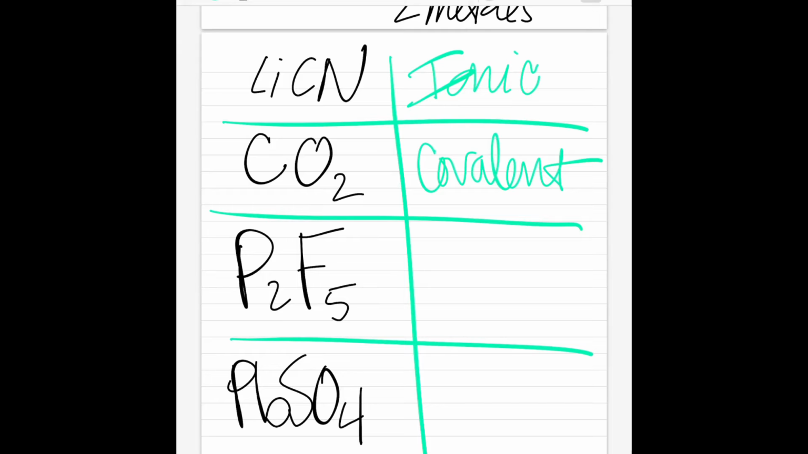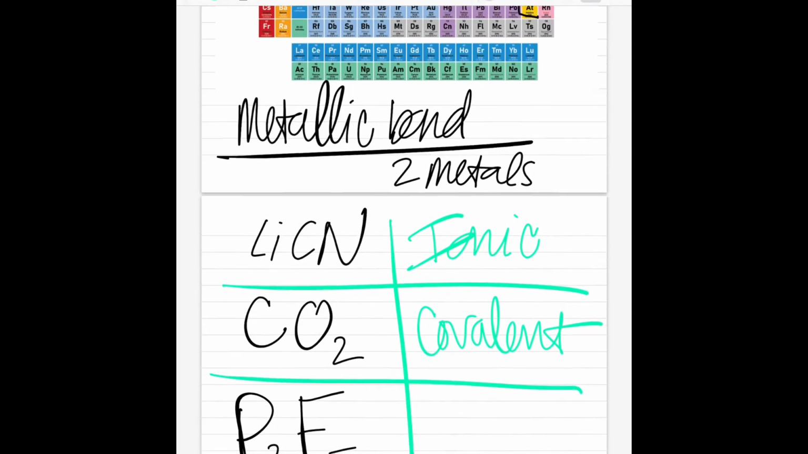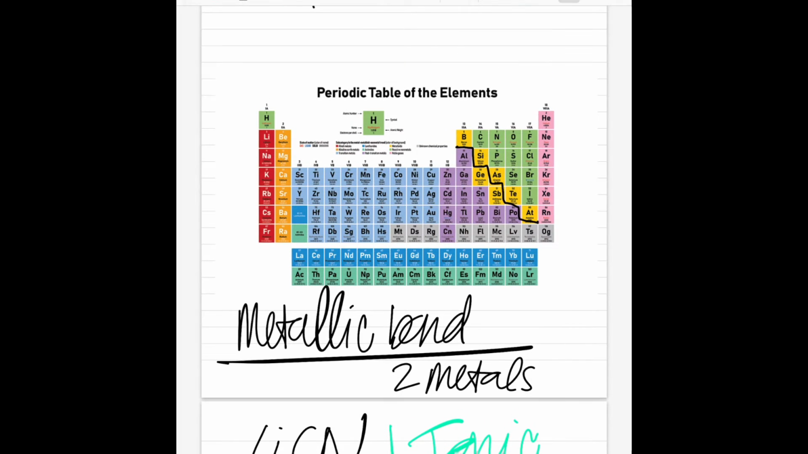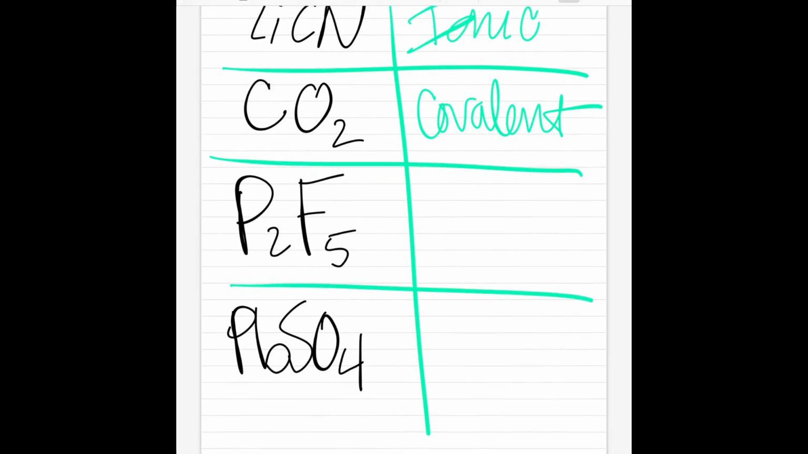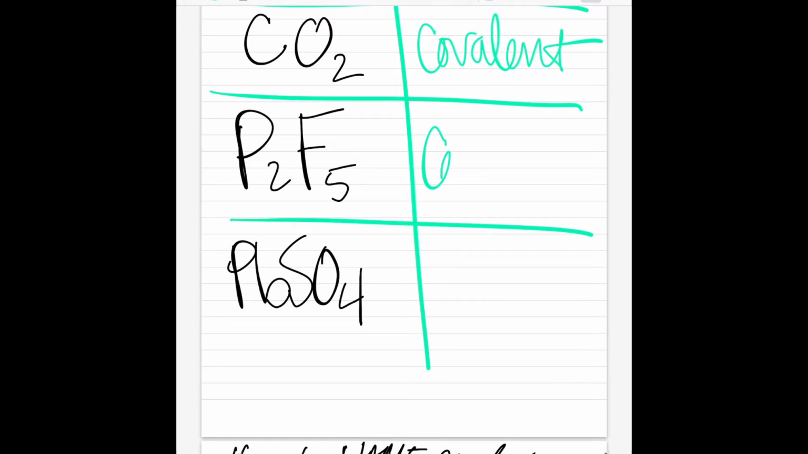The next one, not potassium, phosphorus and fluorine. Those are both over here. Those are both on the right side of the stair step, so that's also covalent.